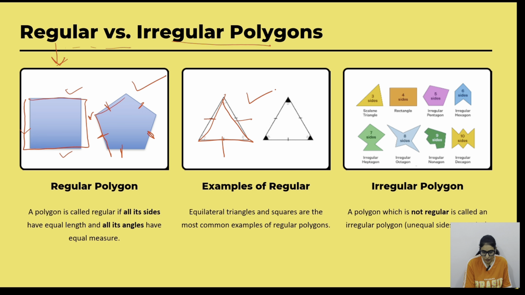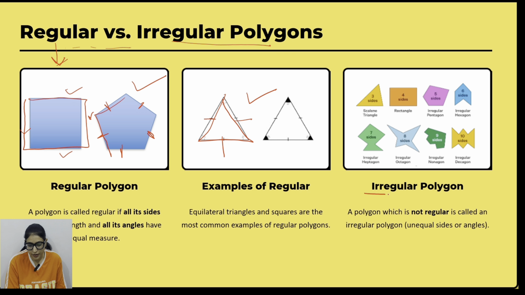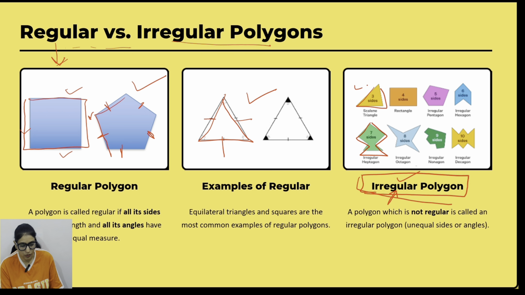Clear? Now, if I talk about irregular polygon, so this is an irregular polygon. So if the sides are not equal, right? If all are unequal, then we call it an irregular polygon. Say any scalene triangle, rectangle. See, in rectangle you may say that opposite sides are equal, but I am talking about all the sides. So all the sides should be equal to each other. So all these are examples of irregular polygon. Clear?